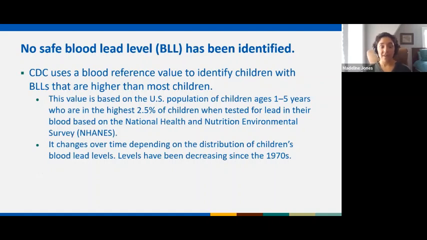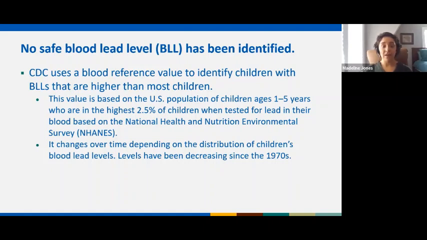No safe blood lead level has been identified for children. The amount of lead in the blood is referred to as a blood lead level, which is measured in micrograms of lead per deciliter of blood. When a child is exposed to lead, it is quickly absorbed into the bloodstream, and their blood lead level rises. Once a child's exposure to lead stops, the amount of lead in the blood decreases gradually.